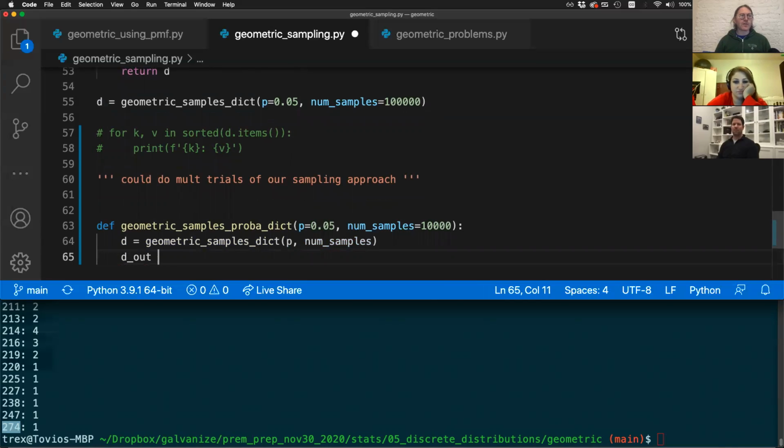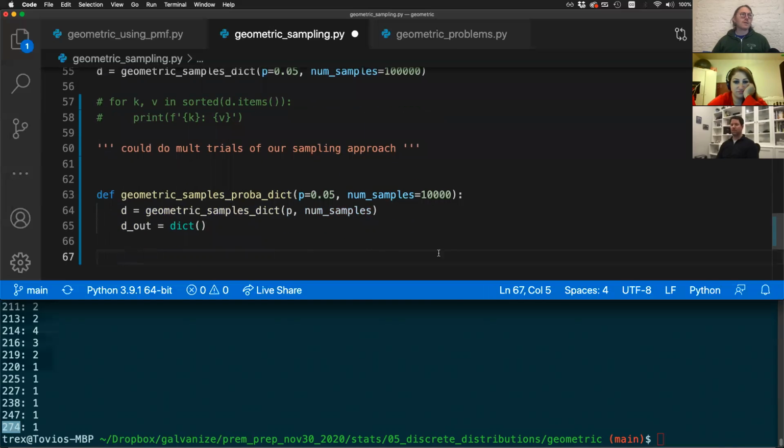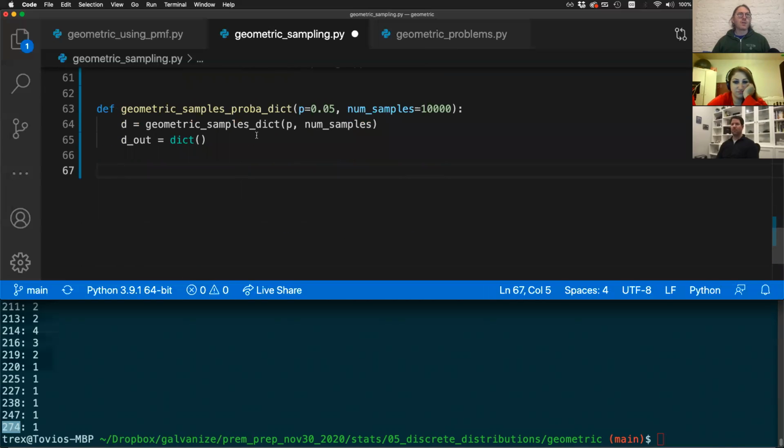And then I'll make another dictionary. This will be the thing I actually return. There are more ways to do this than just this. Like I could modify D. It's not so much overhead to just make another dictionary and pack it in. So I'm going to do that.